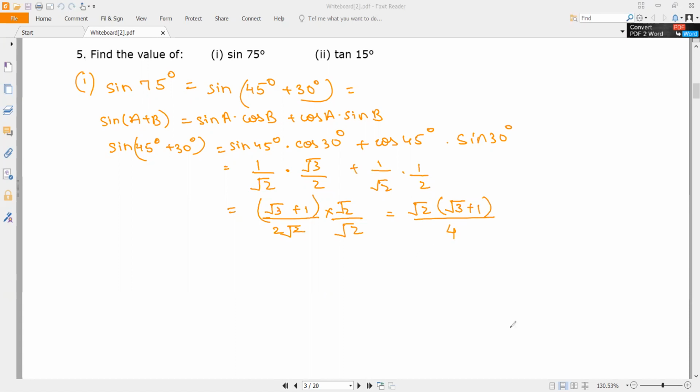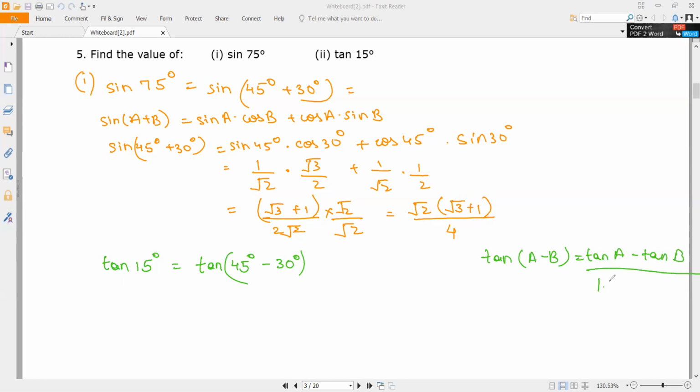Next. Second part is tan of 15 degree. Now, tan 15 degree can be written as tan of 45 degree minus 30 degree. Now we know that tan A minus B is equal to tan A minus tan B upon 1 plus tan A into tan B.